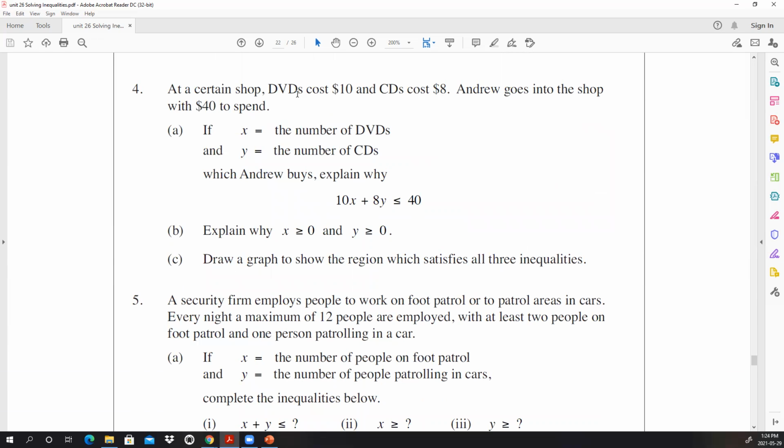I think that's good practice. I'll put it in a group, so 4, 5, and 6, as well as the solutions too.